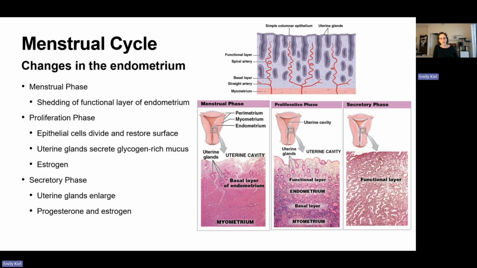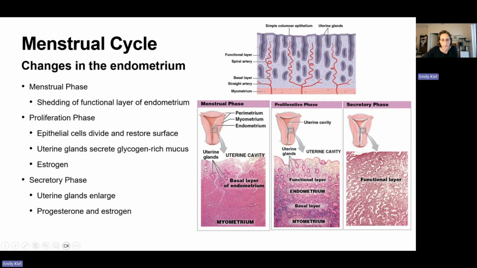So in the menstrual phase, that's where we're going to start this process. The functional layers of the endometrium are going to be shed. The functional layers go up to this level here, through to this basilar artery, and this is preparing for embryo implantation. This is what is going to be shed. And this straight artery here is in the layer that is a source of bleeding.